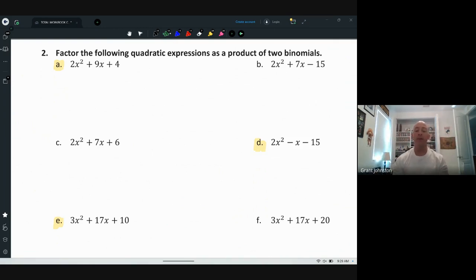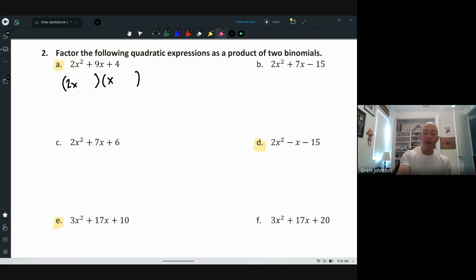Number 2 says factor the following quadratic expressions as a product of two binomials. So I'm going to set up my little parenthesis template. Now I have a 2x squared. So that means I know I'm going to have a 2x and an x here, because that's the only way I'm going to get a 2x to the second.